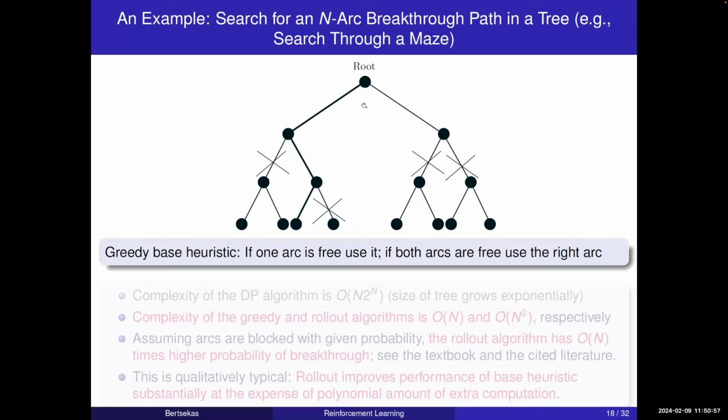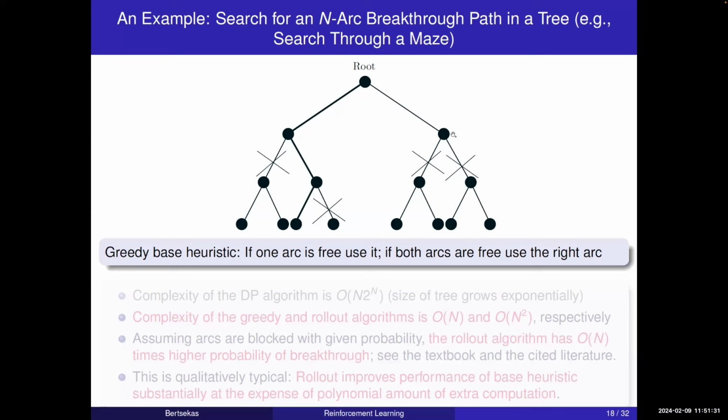So let's consider a greedy base heuristic on this tree. The greedy heuristic is, if one arc is free, use it. If both arcs are free, then only use the right arc. And if neither arc is free, you're already in a dead end state anyway. So here, if I execute the greedy heuristic, the heuristic tells me to move right because both arcs are free. And the heuristic causes me to immediately arrive in a dead end.